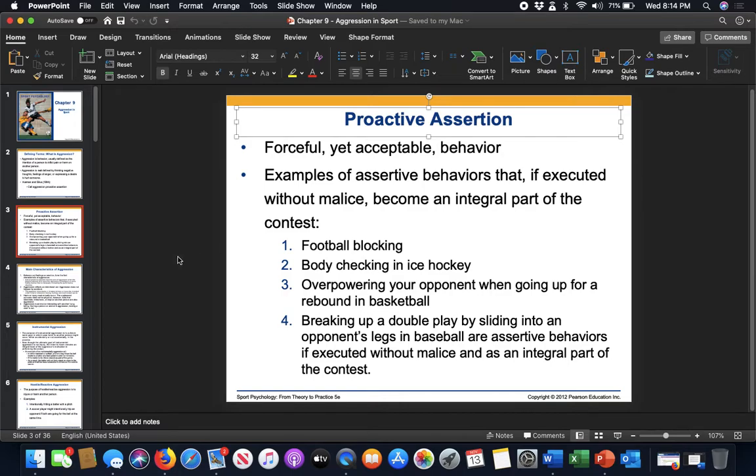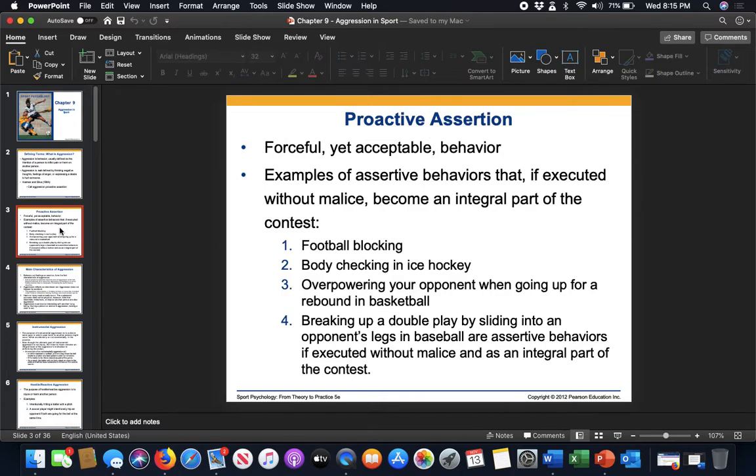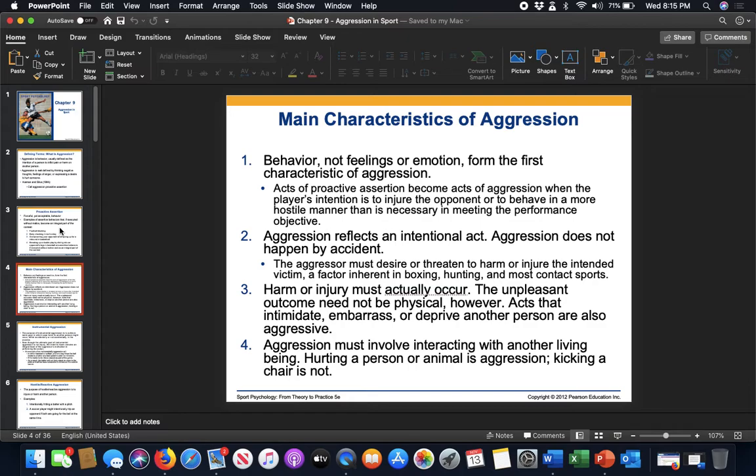So a lot of that stuff in baseball went away because unnecessary injuries were occurring in a sport that really doesn't require a lot of contact. So it makes a lot of sense. When looking at characteristics, again, it's not a feeling or emotion. It is a behavior, okay? And we talked about proactive assertion being part of the game because the intention is not there to hurt somebody. Aggression does reflect an intentional act.